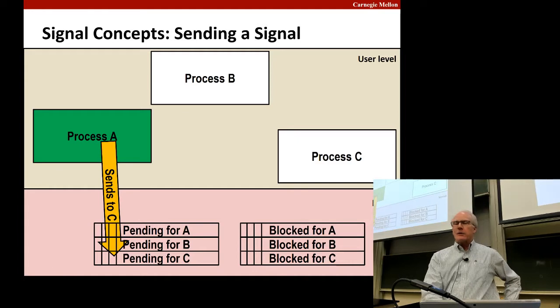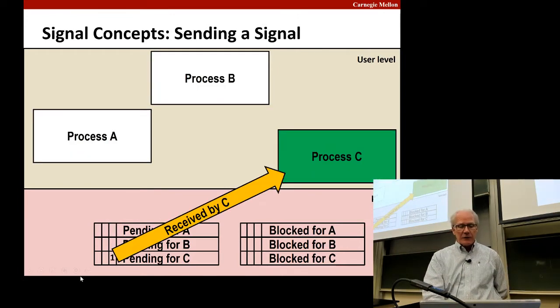And this model of thinking of it as 1-bit flags turns out to be important, because if, say, processes A and B send the same signal to C before it gets handled by C, it won't queue them up. It won't say, oh, you've got 2 signals pending. It just says you have a signal pending. So that's one of the weird things that has implications from a programming perspective for signals.